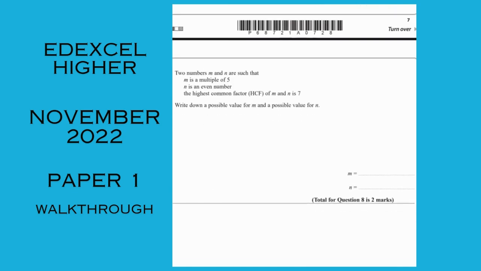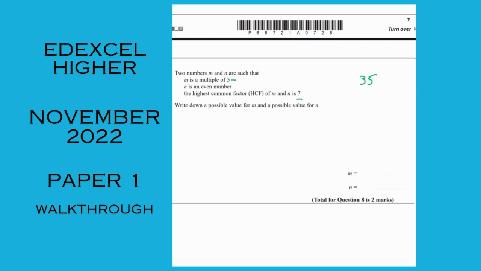Number 8, a bit of a strange one for HCF and so on, but the key to it really is M is a multiple of 5, but it's also got to have 7 as a factor. So the lowest possible number you should be thinking about is 35.